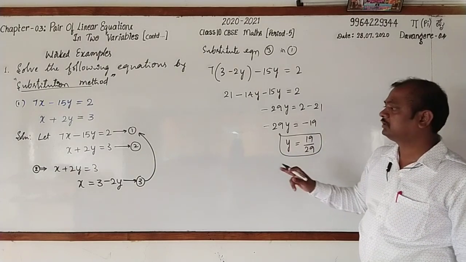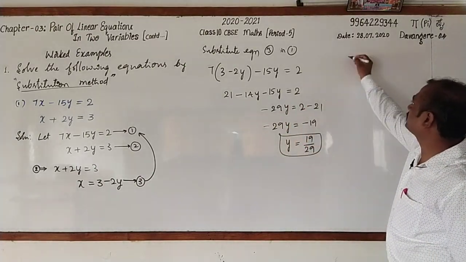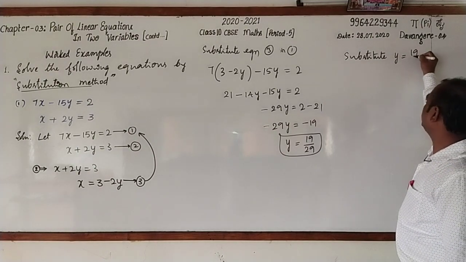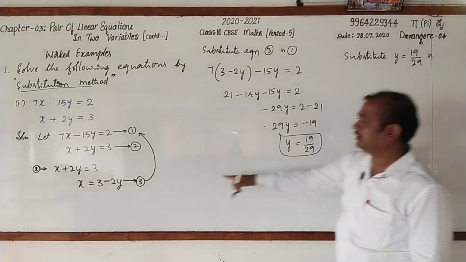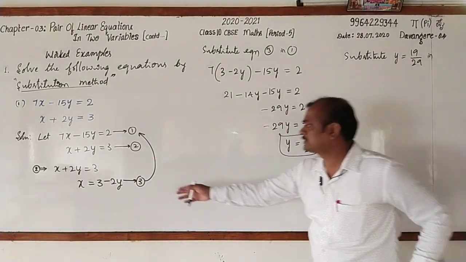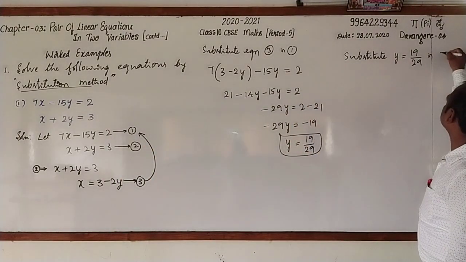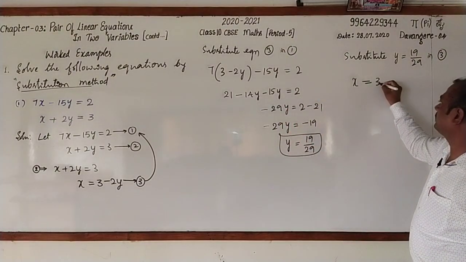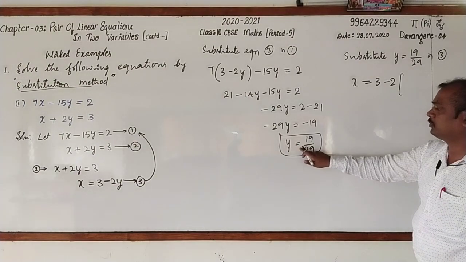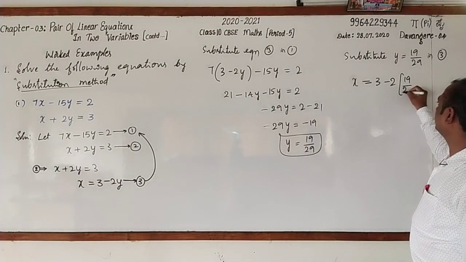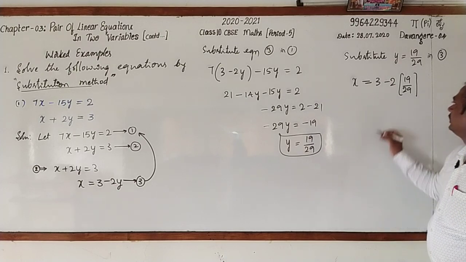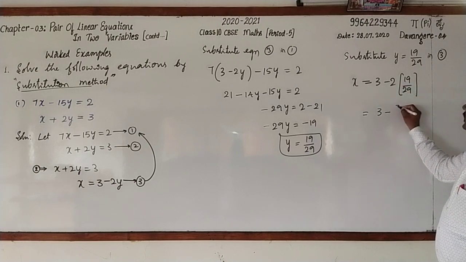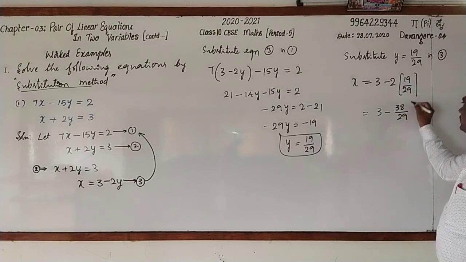Next we need the value of x. Hence, now I am going to substitute y is equal to 19 by 29 in equation 1, 2 or 3. Let's go for taking 3 only, because there we get x directly. x is equal to 3 minus 2 into y. What is y? It is 19 by 29. Now this is equal to 3 minus, multiply 19 twos, it is 38 by 29.